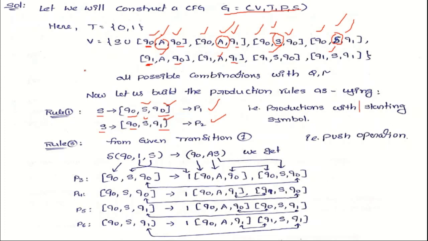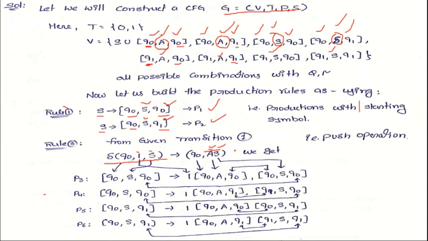So from this we will get approximately 4 production rules. Here the given transition is delta of Q0 comma 1 comma S derives Q0 comma AS. That means when the input read is 1 and the top of the stack is S, perform a push operation. We push A into the stack, so the stack contains AS. By default it was S, and now we are pushing A. This is a push operation, and there are 4 possible production rules from it.